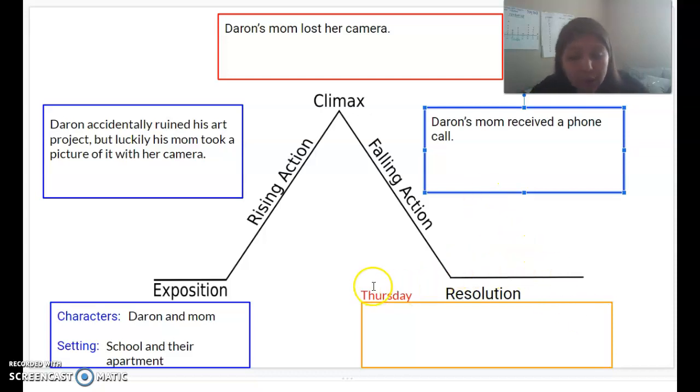So then, for your work today, I want you to talk about what was the resolution. The resolution would be what happens at the end of the story that solved the problem. The dad does not come into the story, so we don't know if the dad sees the photo or not. But what happens at the end? Does mom get her camera back? What ends up happening? And if she does get it back, how does she get it back? So here you're going to write what happens at the end of the story. How did this problem get fixed?